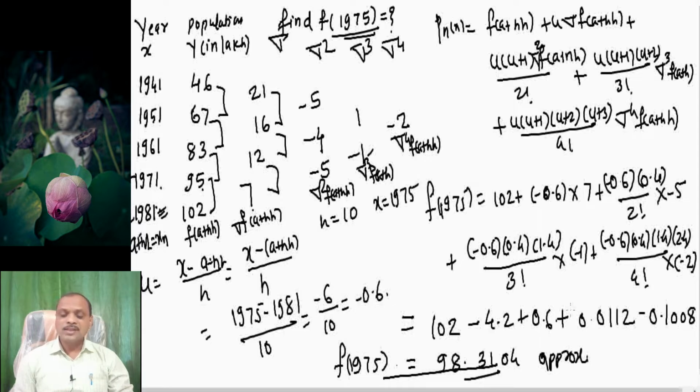So the population value in 1975 will be 98.3104 lakhs. So in this manner you can use the Newton Gregory formula for backward interpolation.